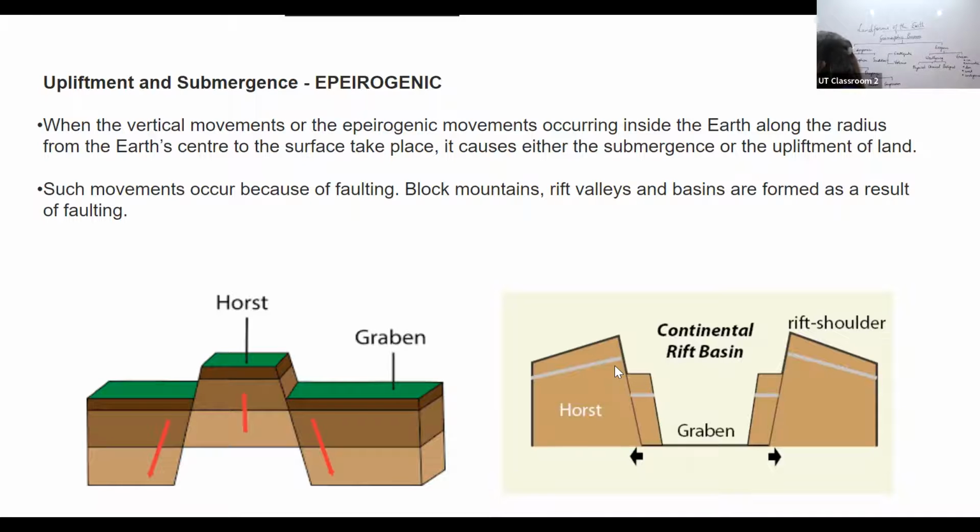This on the side is known as the rift shoulder. This is the horst here and this is the graben where it has got more submerged. That is a rift valley. So what is it because of? Upward, downward movement and formation of rift valleys and block mountains, rift valleys and basins.